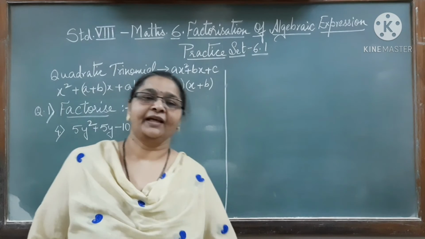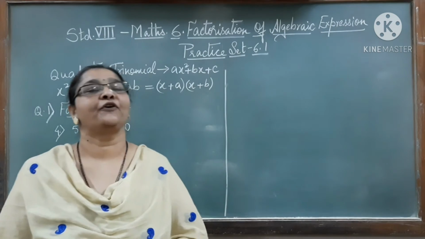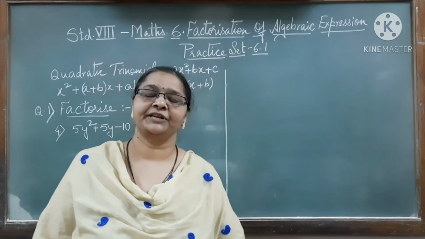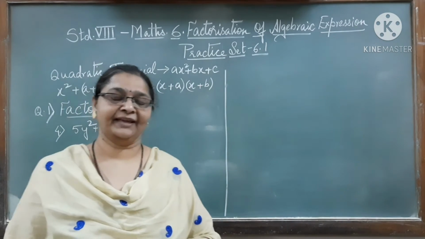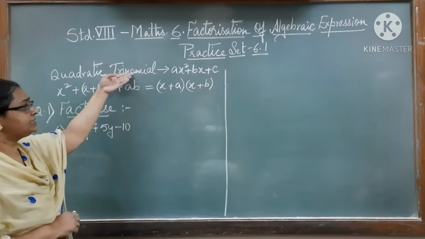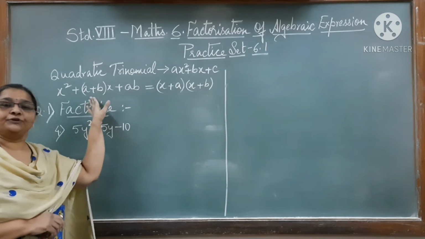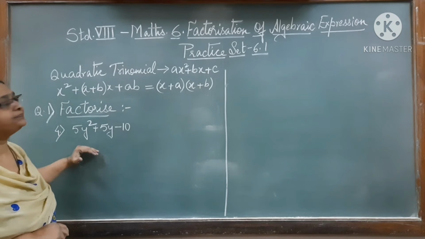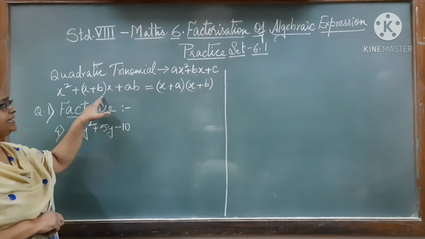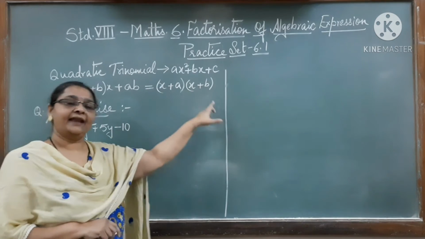Hello friends, let us continue with Standard 8 Maths, Chapter 6, Factorisation of Algebraic Expressions. We will continue with practice set 6.1. Question number 1, factorize. But before that, you have already learnt about quadratic trinomials in the form of ax square plus bx plus c. We also know that to factorize a trinomial, we need to write it in this particular form, x square plus (a plus b) into x plus ab, so as to get two factors, x plus a and x plus b.